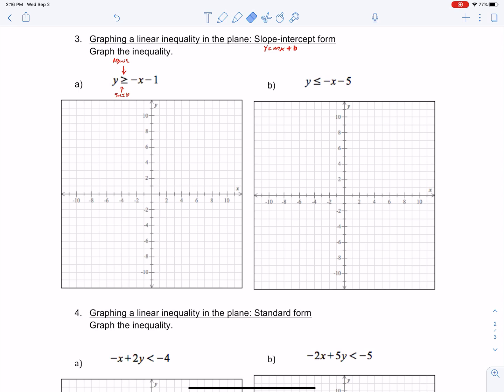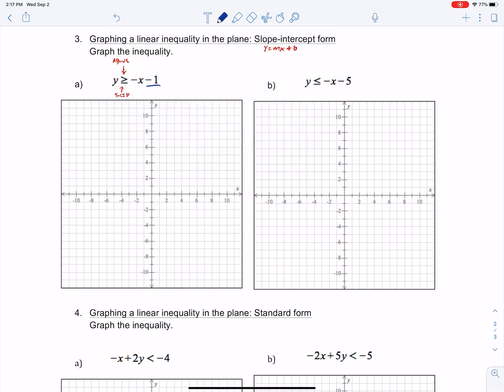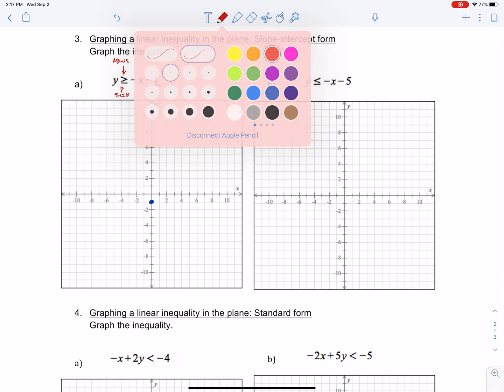I need to identify my y-intercept. My y-intercept, I'm going to underline in blue here. It's right there, the -1. So I need to find my y-axis, which is right here, this vertical line. And -1 is right there. So that's where I'm going to start.